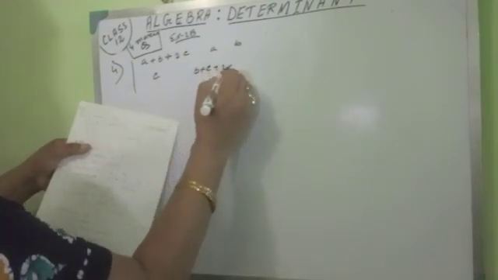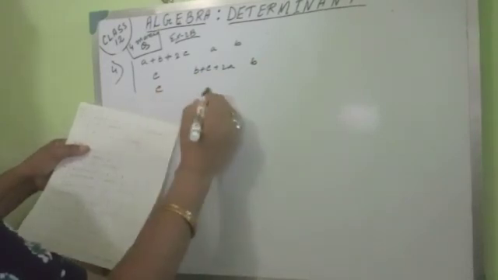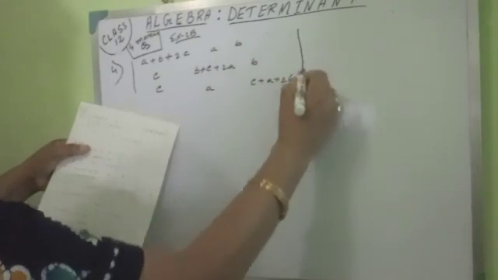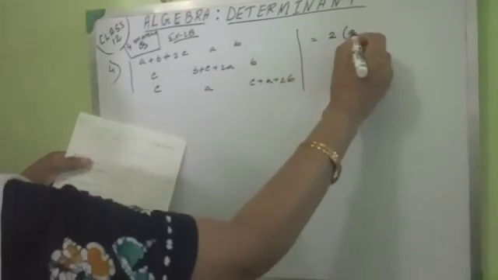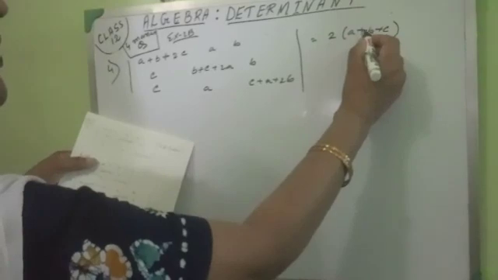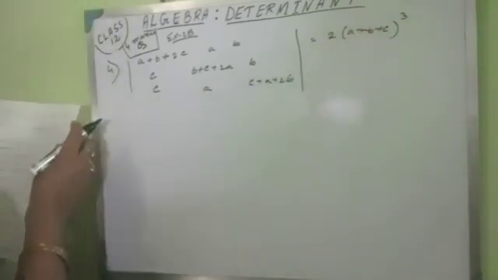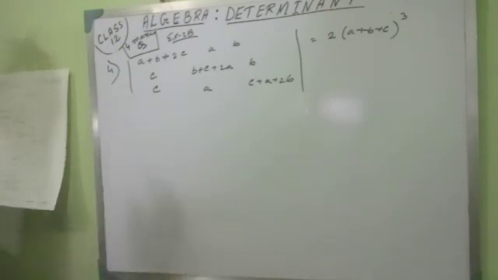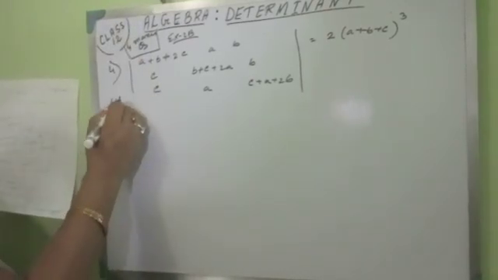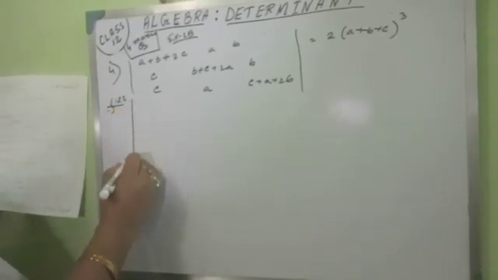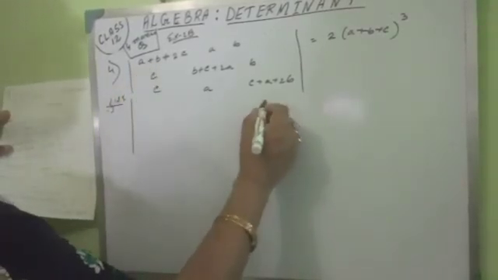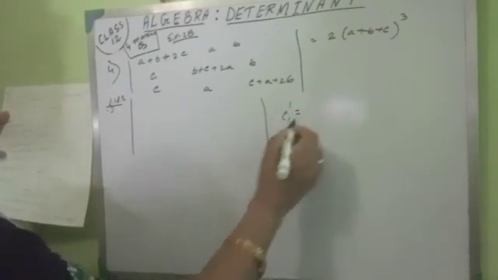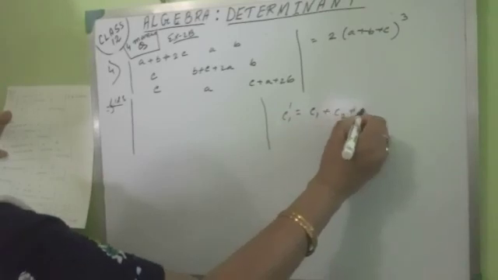Show that the determinant with rows B plus C plus 2A, A, B; C, C plus A plus 2B, and so on, is equal to 2 into A plus B plus C whole cube. The left hand side is this. We will start with the left hand side, and the first column becomes C1 dashed equals C1 plus C2 plus C3.